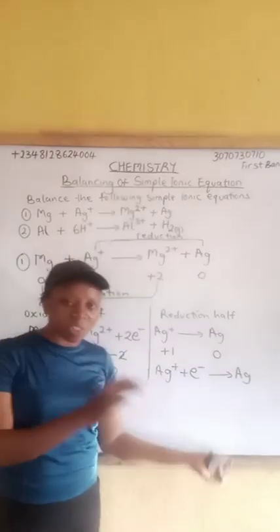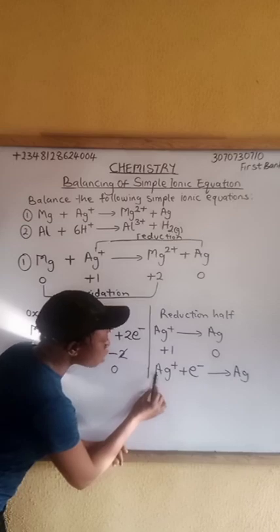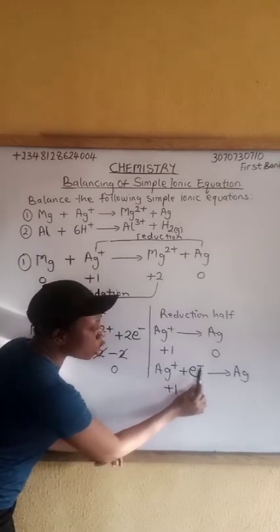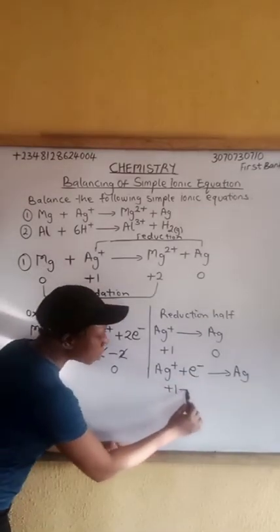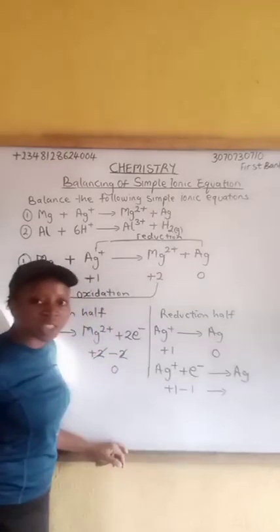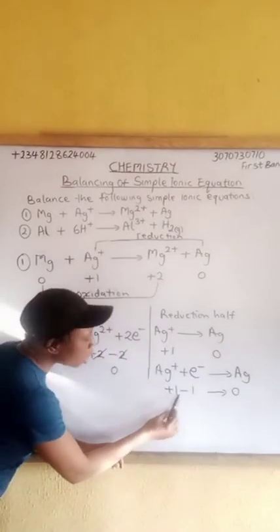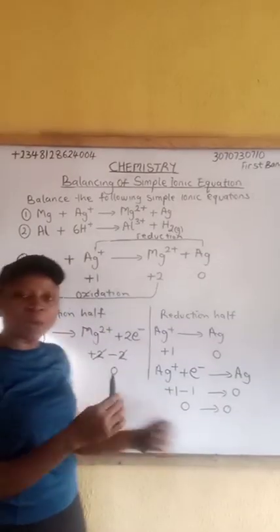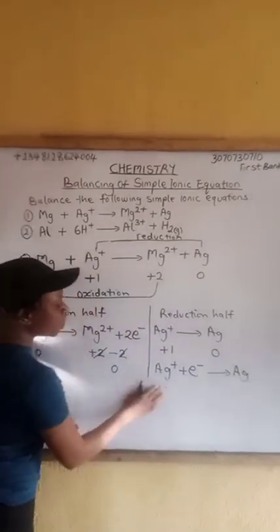Now let's check whether the oxidation number is balanced at both sides. The charge on this one is plus, and we have only 1 silver, so that will be plus 1. Now the charge on the electron is minus 1. Minus 1 times 1 will give us minus 1. This one has no charge, and it is a free atom, so the oxidation number will be equal to 0. Now plus 1 minus 1 will give you 0. So 0 equals 0. We have equalized the oxidation number at both sides. So this one is balanced.